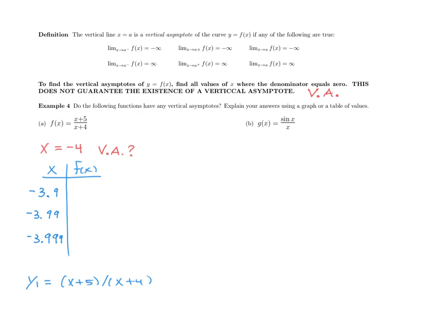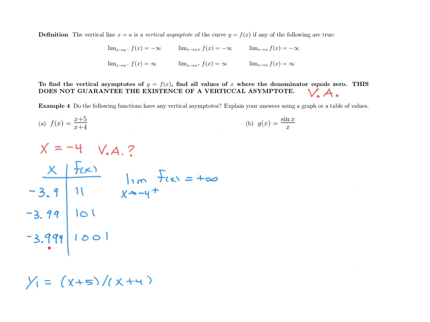So let's see. For -3.9, I get 11. For -3.99, I get 101, grouped by like a factor of 10. And then I get 1001 approximately. And again, that grew by another factor of 10. I mean, these are getting bigger and bigger and bigger. So what is the limit as x approaches -4 from the right of this function? It appears to be positive infinity.